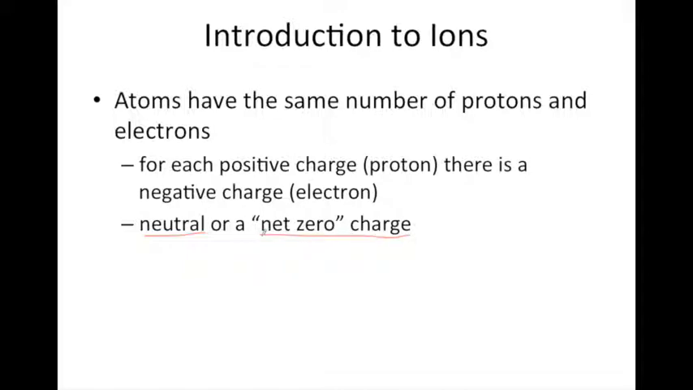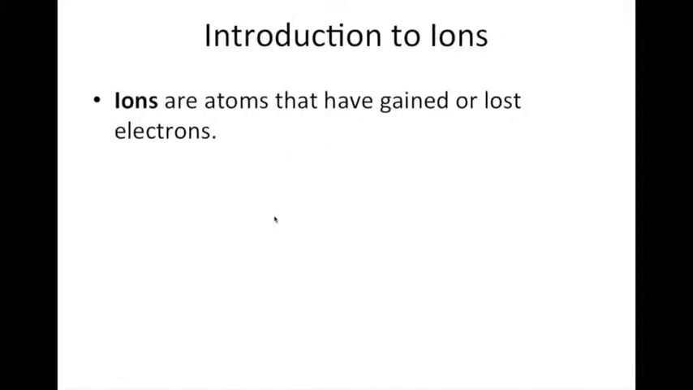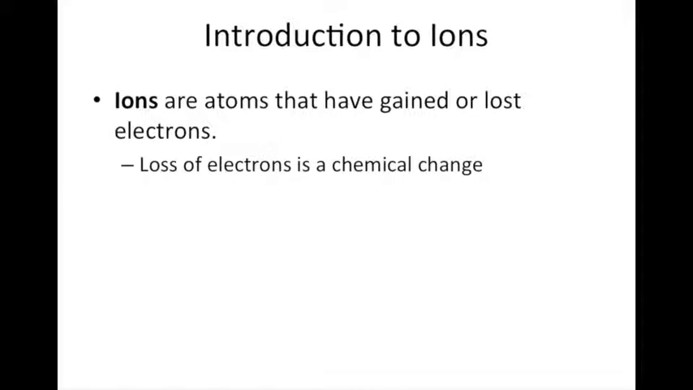Now they do have positive and negative charges, but they have a net zero charge because the sum of the positive and negative charges is equal to zero. Ions, however, are atoms that have gained or lost electrons. So in order to gain or lose electrons, the atoms must undergo some chemical reaction or chemical change.